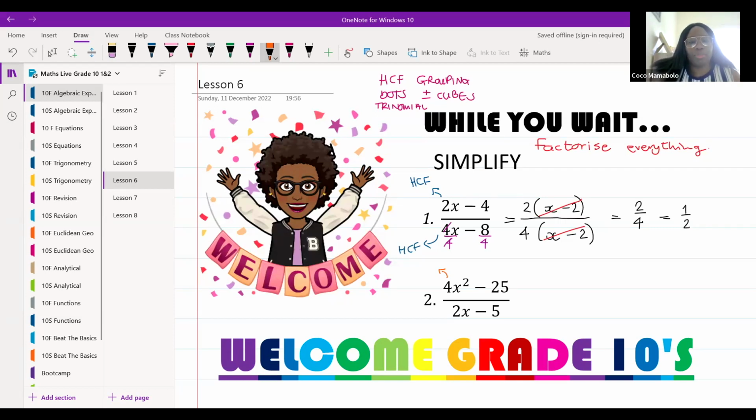Have a look at it. That's it. Correct, Morangi. That's it. This one is now dots. Yes, it's a difference of 2 squares. Excellent. At the bottom, can we factorize anything?